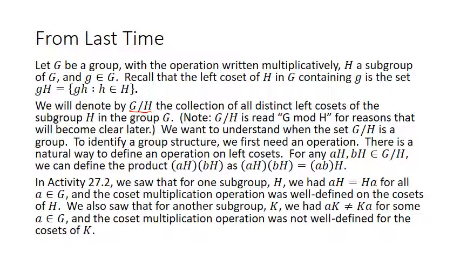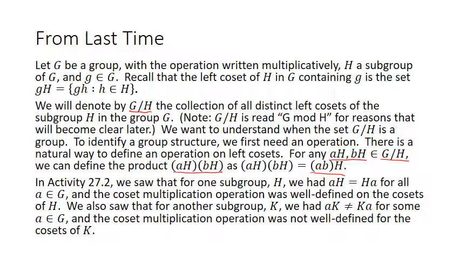So to identify a group structure, we need an operation. There's a natural way to do an operation on these left cosets. For any two left cosets, aH and bH in G mod H, we can define the product of aH and bH like this: you just do the product of a and b, and then you use that coset abH.